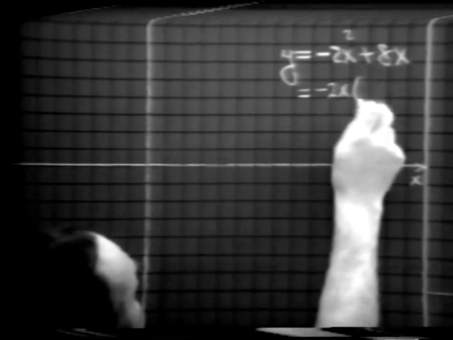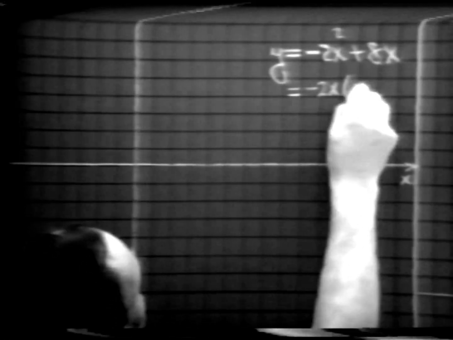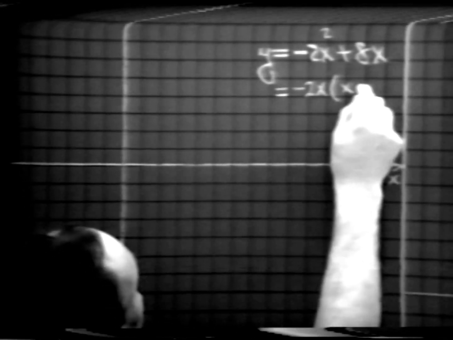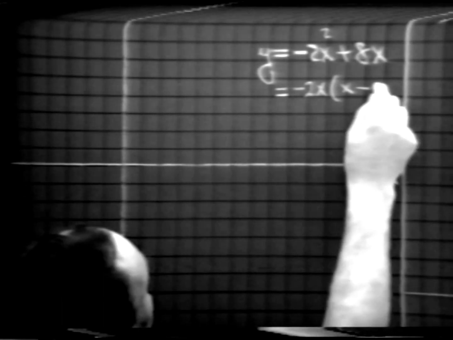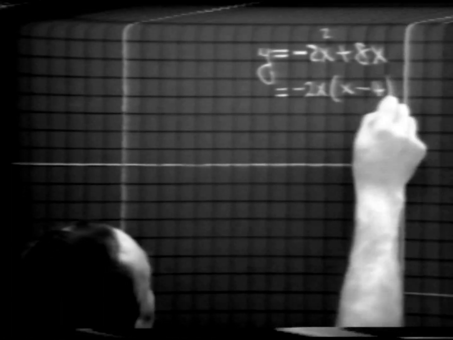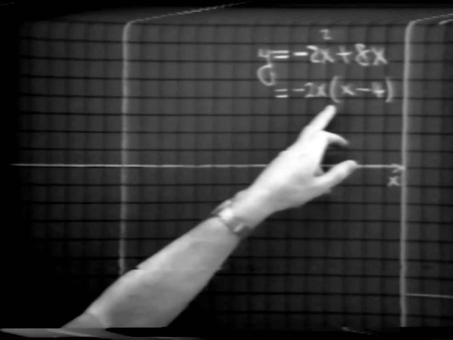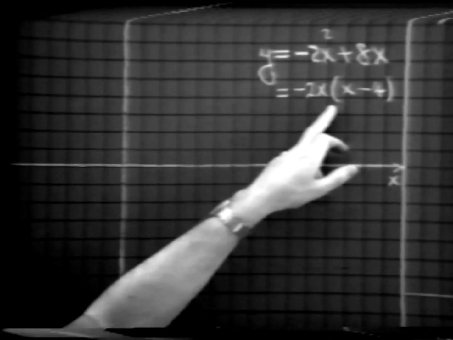And if we take out a negative 2x, what's left? We have x minus 4. Is that right? Now, again, what are the zeros of the function?